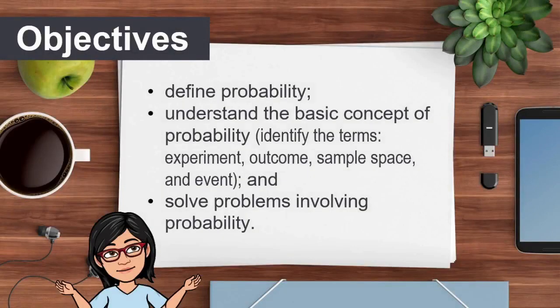Our objectives for this lesson are to define probability and understand the basic concept of probability. So here we will identify the terms found in our title. We have the experiment, outcome, sample space, and event. And for the last part, we will solve problems involving probability.